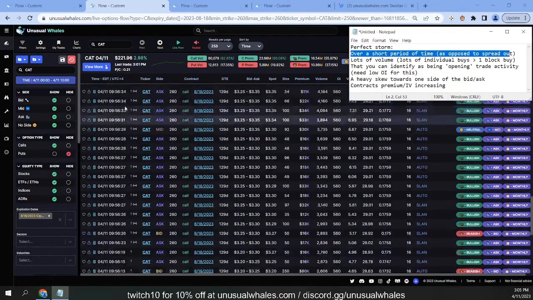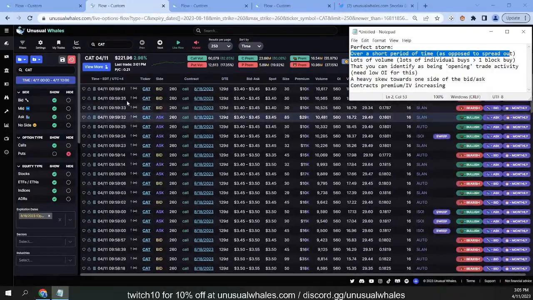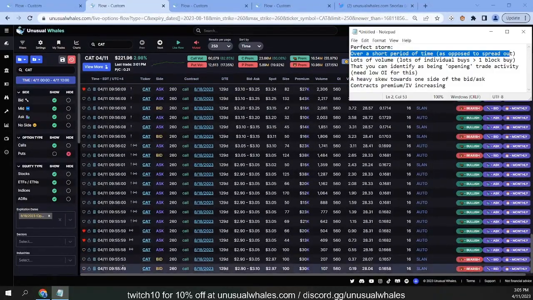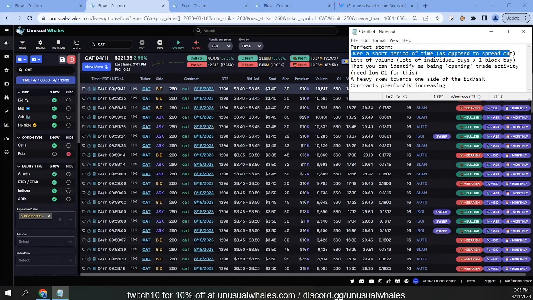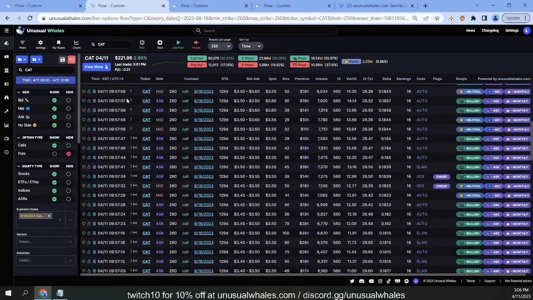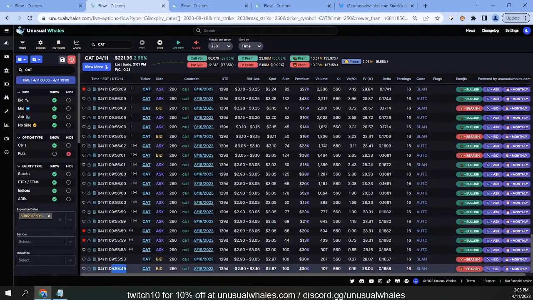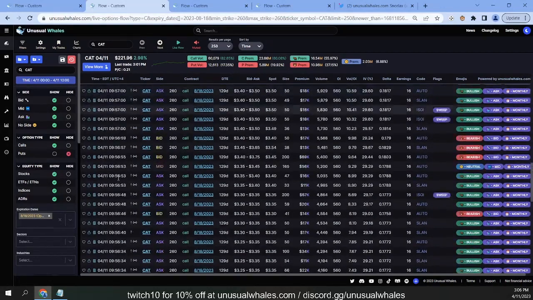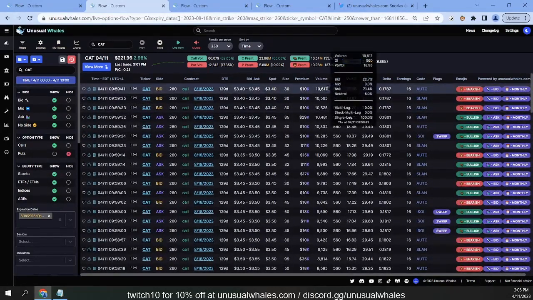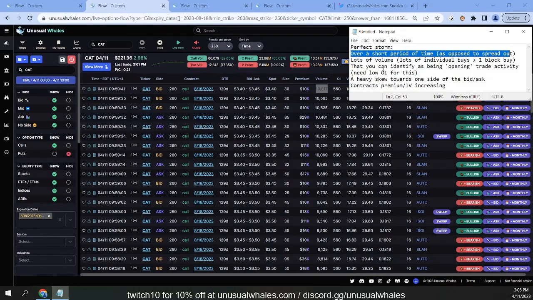If we zoom out just a little bit, here is 5 minutes of trading from 9:59:41 all the way down to 9:55:49. So that's not even 5 minutes. That's 4 minutes of trading, 10,000 contracts, right? So that's more context.